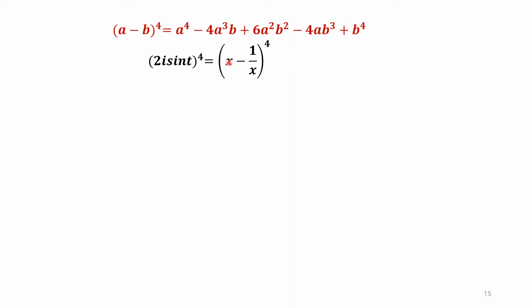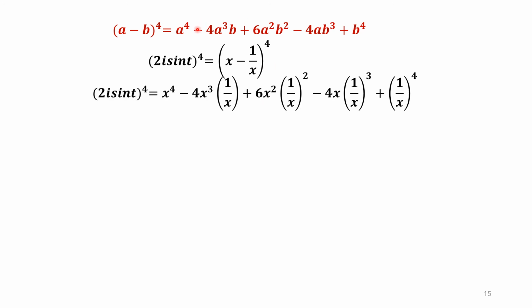Okay, so now instead of a, we are having x. Instead of b, we are having 1 by x. So I can write a raised to 4 will become x raised to 4, 4a cube is x cube, b is 1 by x, a square is x square, b square is 1 by x the whole square, a is x, b is 1 by x and 1 by x whole raised to 4. Just replacing a and b by x and 1 by x with alternate plus and minus signs.